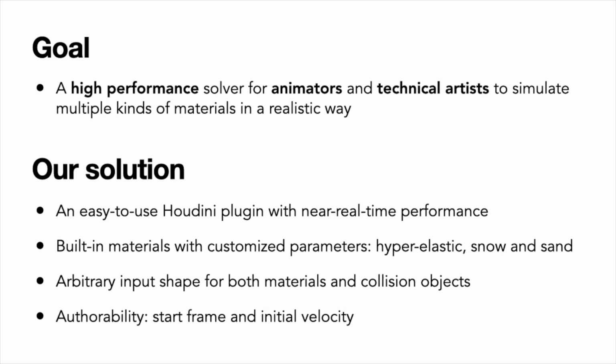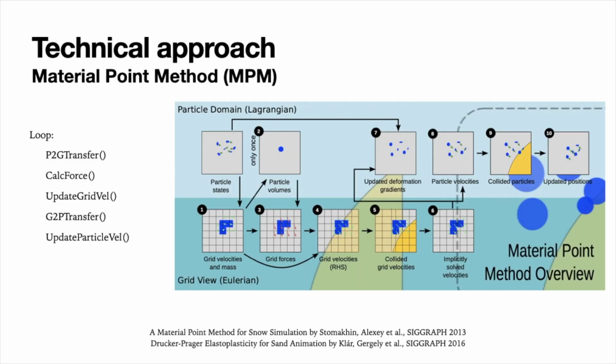Users can use arbitrary geometries for both material shape and collision objects. In order to improve the authorability of our plugin, we also implemented the feature to set separate start frame and initial velocity of each input geometry, which will be explained in detail later.